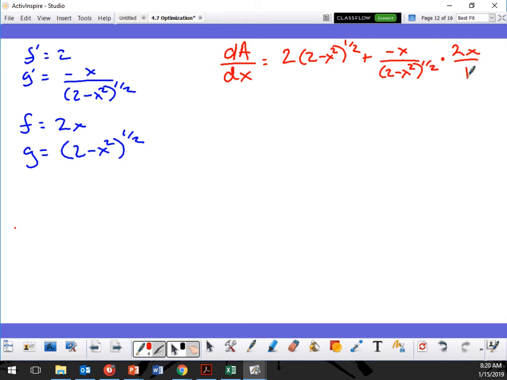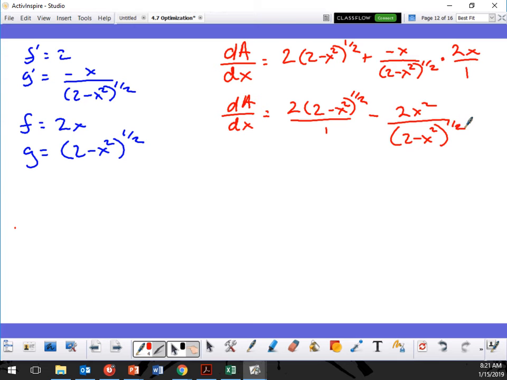Are we okay? Hopefully I didn't make any mistakes. We good? Okay, so now we gotta start cleaning it up. So I'm gonna start cleaning up. So let me see. So dA/dx is equal to 2 quantity 2 minus x squared to the 1/2. I'm gonna put this over 1 so we could actually keep track of this. And this is gonna become a minus, and that's gonna be 2x squared over 2 minus x squared to the positive 1/2.